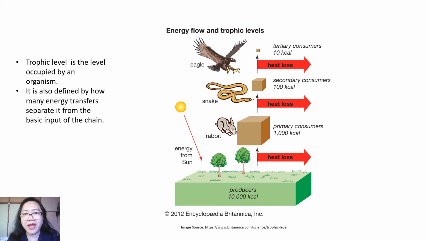Now, what happens if producers are removed in the food chain? The herbivores who are fed directly on producers would suffer, and the rest of the organisms of the food chain would suffer.